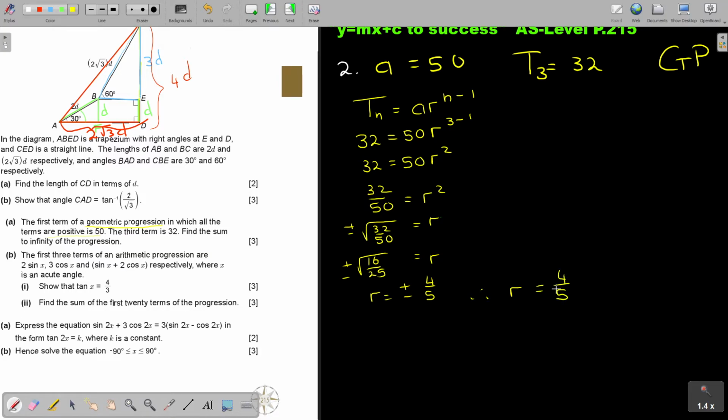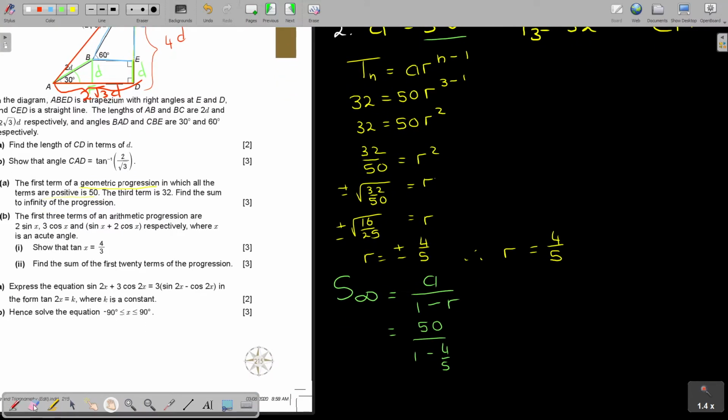Okay, and now I go for the sum to infinity. So the sum to infinity is a over 1 minus r. In the place of a, I put 50, over 1 minus 4 over 5. And then I can basically just take my calculator, put a bracket, and my answer will be 250. And that was number A.